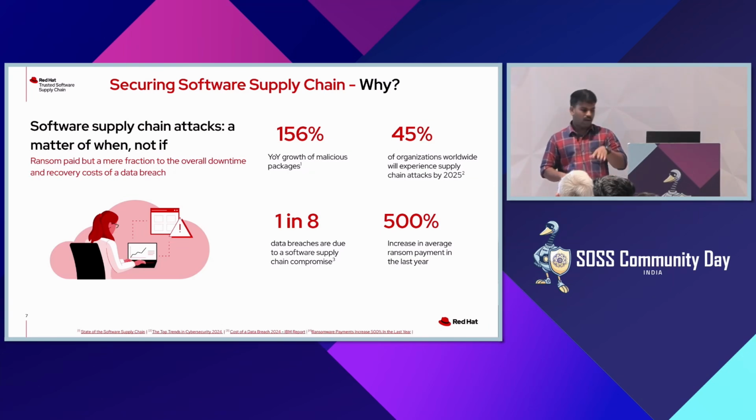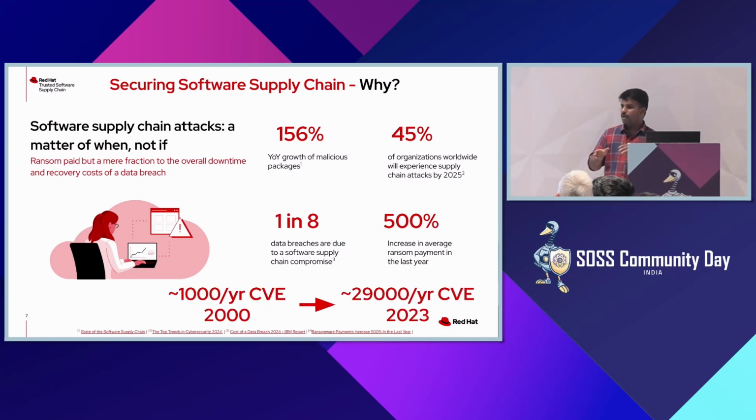And this is not all of it. If we compare the number of vulnerabilities reported in 2000, which was close to 1,000, at this moment it is 29,000 in 2023, and in 2024 it is again making the mark at more than 25,000.